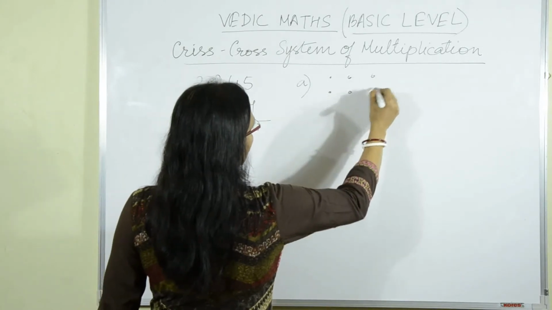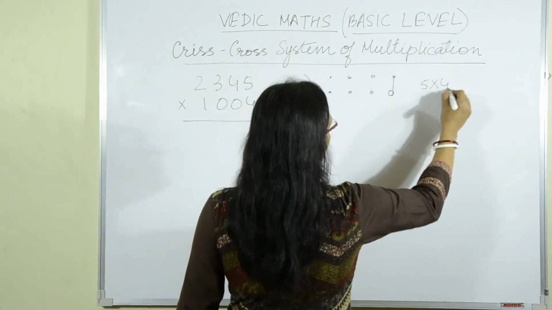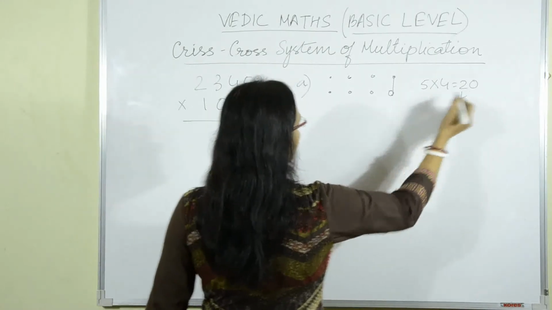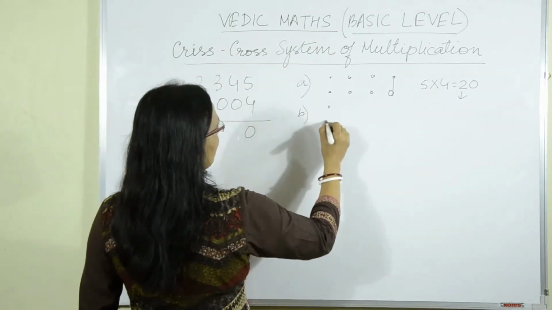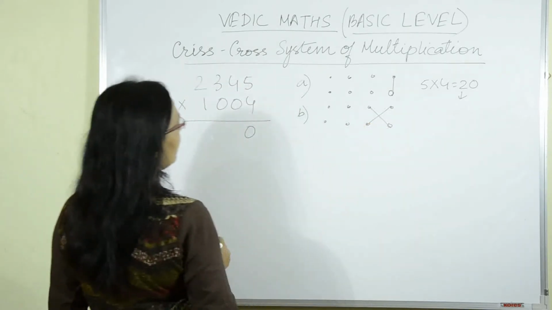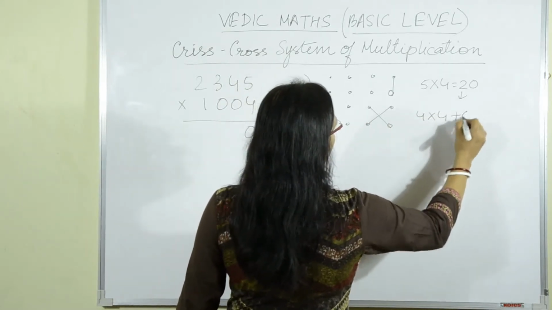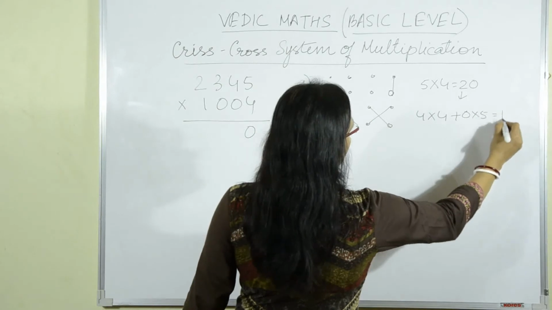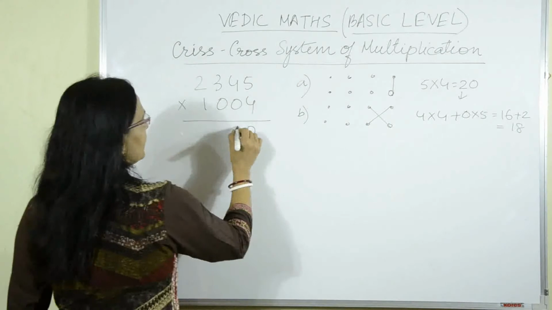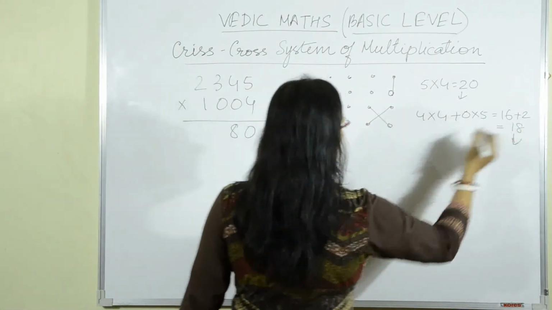I start with the right hand side here. I have 5 into 4, that is 20. Out of this 20 I can write 0. This 2 I will carry forward. The next step is the cross multiplication. Here what I will do, 4 into 4 plus 0 into 5 is 16, and with this 2 this becomes 18, and I write 8 here. I carry 1 to the next step.